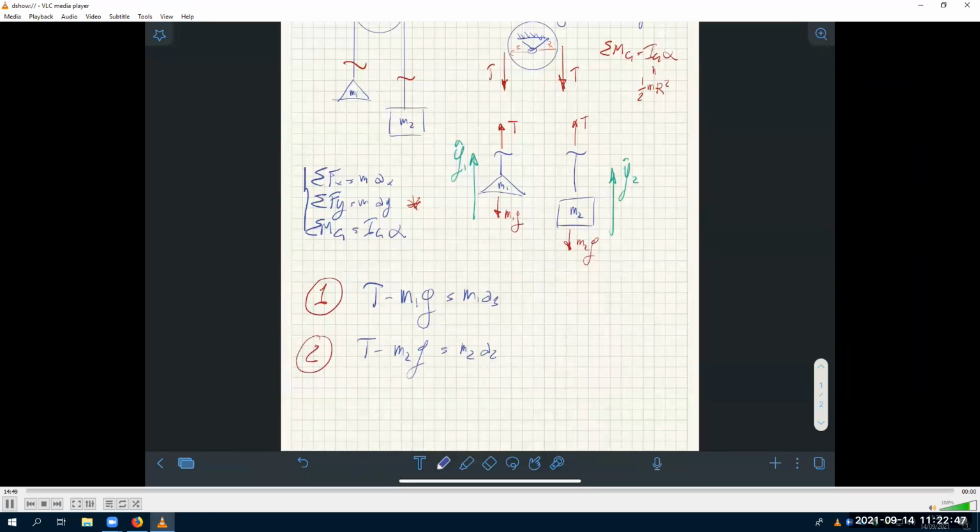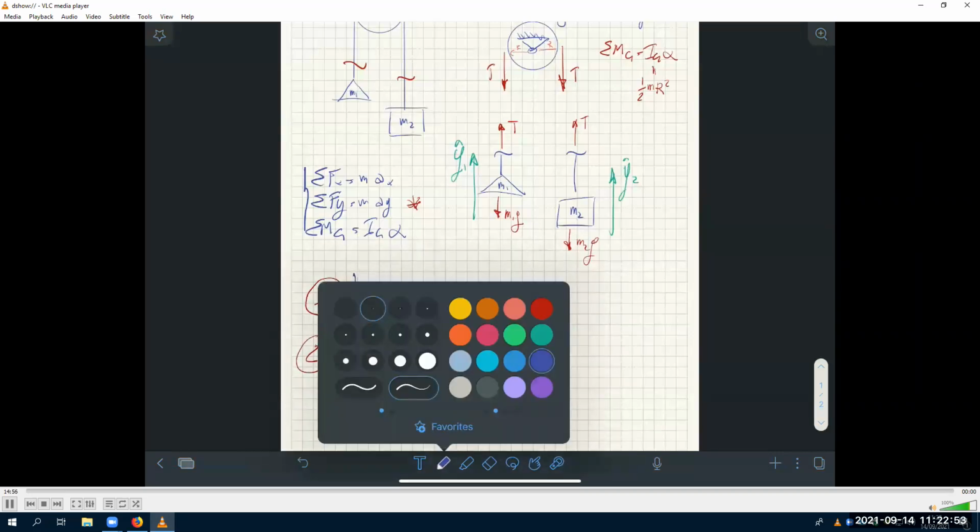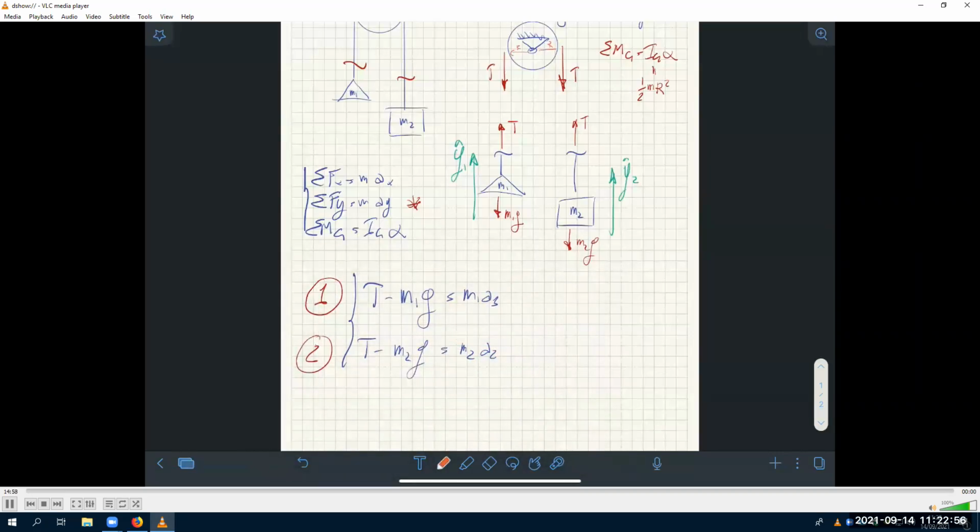Okay, so let's check. This is a system of equations. Let's check how many unknowns we have. T is my first unknown. The masses are given. So A1 is my second unknown, and A2 is my third unknown. Because of course, one body will be accelerating in a certain way, the other body will be accelerating in a different way. Or will it? We don't know yet. We will know once we state explicitly the kinematic relationship between these two.